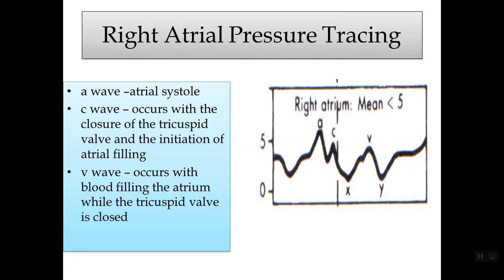If you want to know what they signify, you know the atrial systole is the A wave. The C wave occurs with the closure of the tricuspid valve and the initiation of the atrial filling. And the V wave occurs with blood filling the atrium while the tricuspid valve is closed. You know these things, okay?